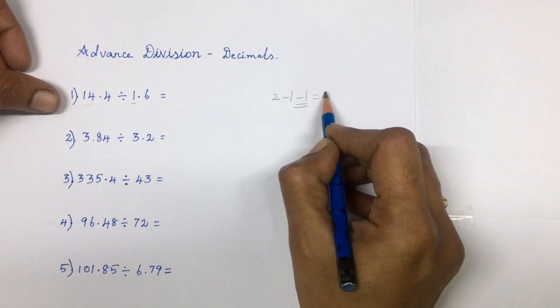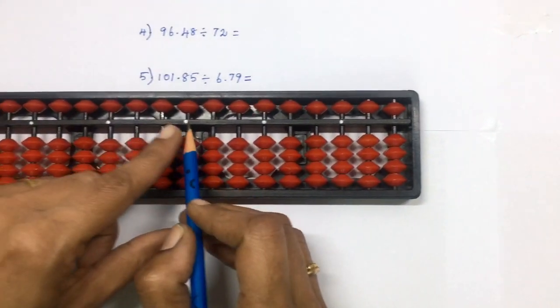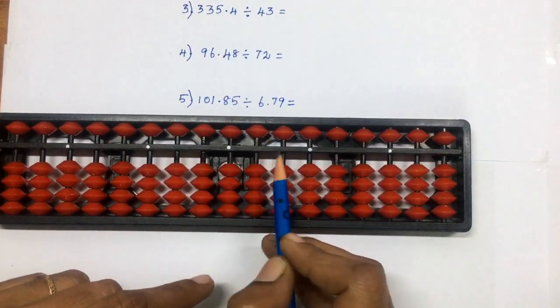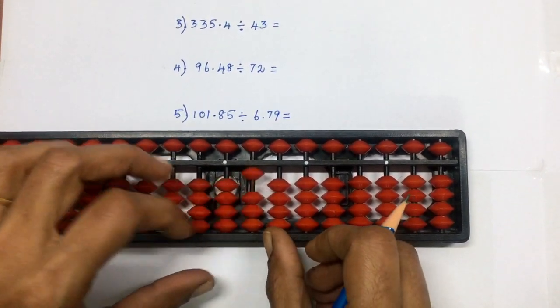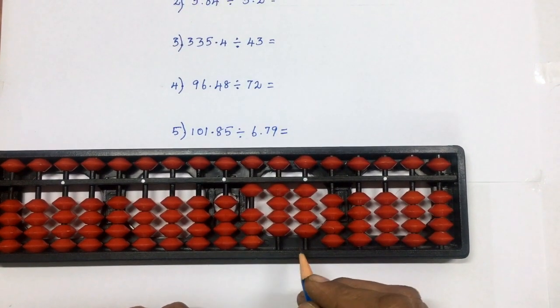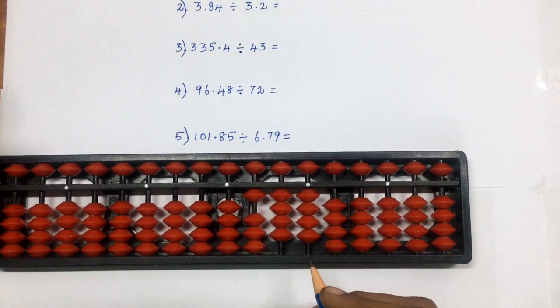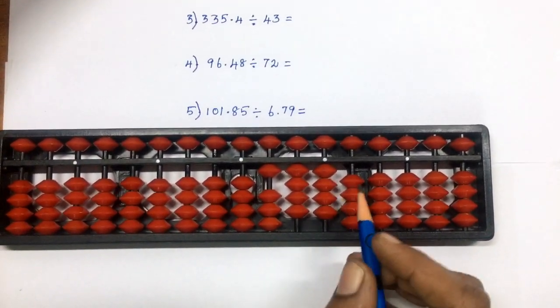So the answer is 0. This is the place we are going to set it in abacus. This is 1, 0, this is minus 1. So here we are going to set the dividend 1, 4, 4. After deciding where to set it in abacus, you can ignore the decimal sign. So 144 divided by 16 we can take.